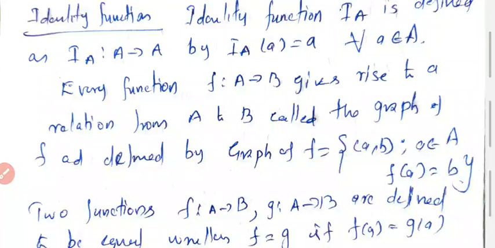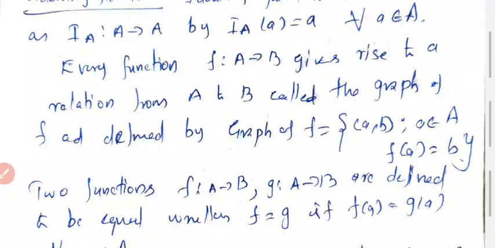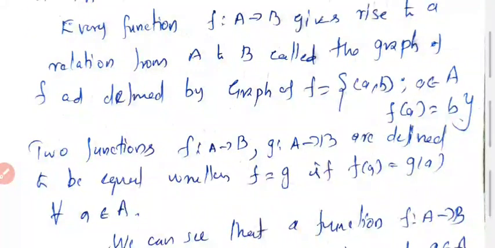Now we can find out that every function gives rise to a relation from A to B, and such a relation is called the graph of f. So the graph of f is what? It is the ordered pair (a, b) where a is an element of capital A and f of a is equal to b. Next, two functions are said to be equal, or we write it as f equal to g, if obviously the image is the same for each element. For example, f of a equal to g of a, f of b equal to g of b, and so on.